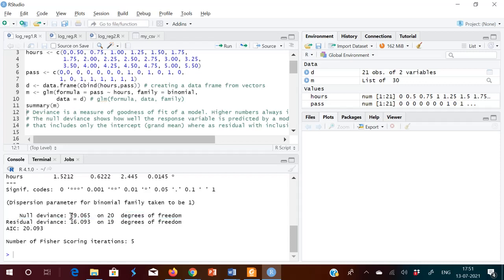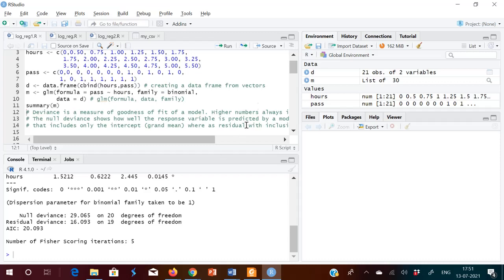How we can read this is: 29.065 deviance on 20 degrees of freedom. When we added this one more variable, the deviance got reduced. That is a good sign. Here 20 degrees means we have 21 minus 1, that's the degree of freedom here. The 19 came because we included one more variable, and then 21 minus 2, that's how 19 came. So the degree of freedom in this case is 19.